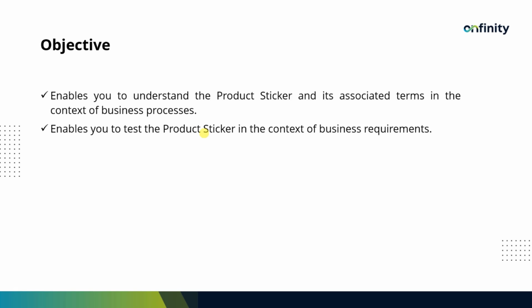Now, let's review the objective of this session. The objective of this session is to enable you to understand the product sticker and its associated terms in the context of business processes. It also enables you to test product sticker in the context of business requirements.